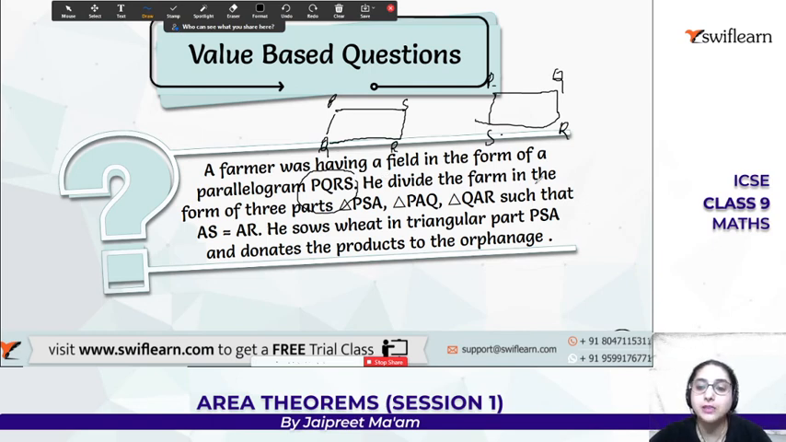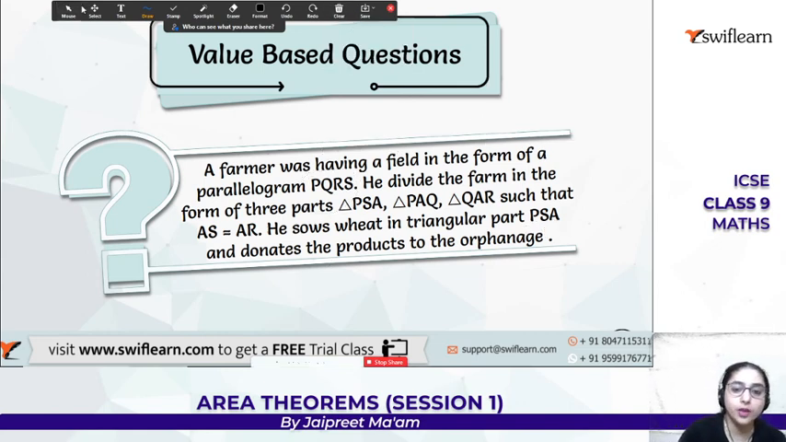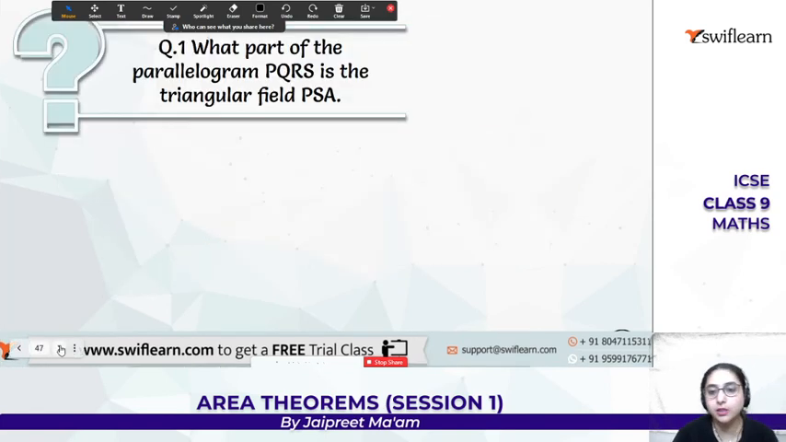So he divides the farm into 3 equal triangles. He has divided it into the triangle PSA like this, and then PAQ like this, and third one QAR. So these are the 3 triangles such that AS is equal to AR. He sows wheat in the triangle part PSA and donates the product to the orphanage. So he does some charity, right?